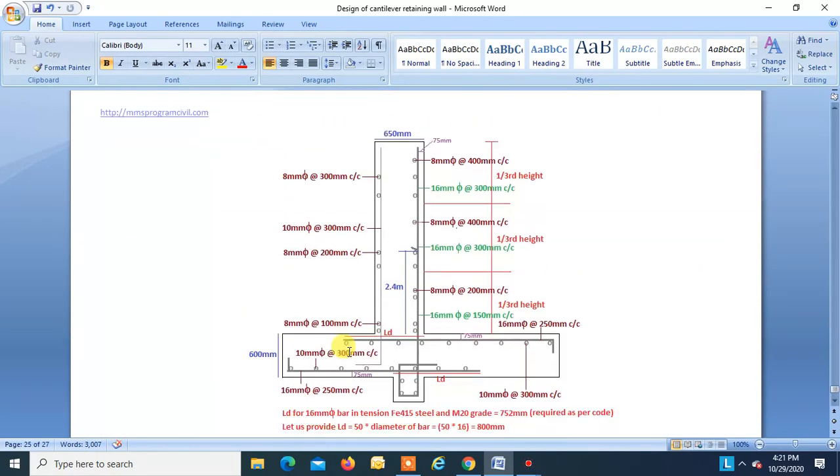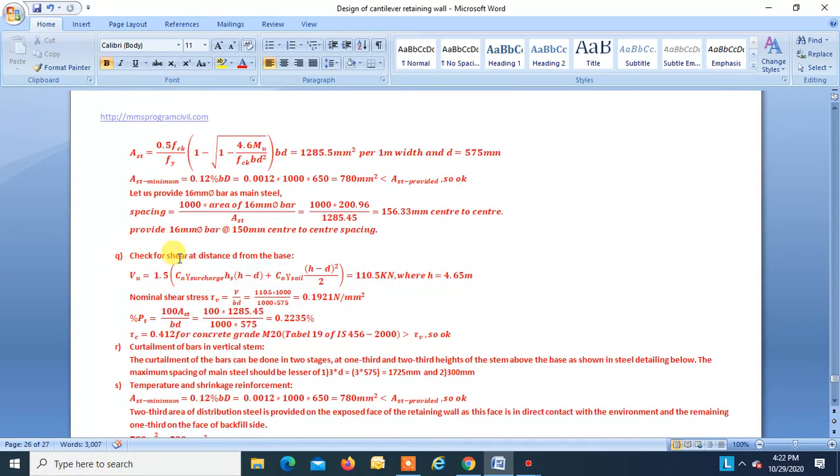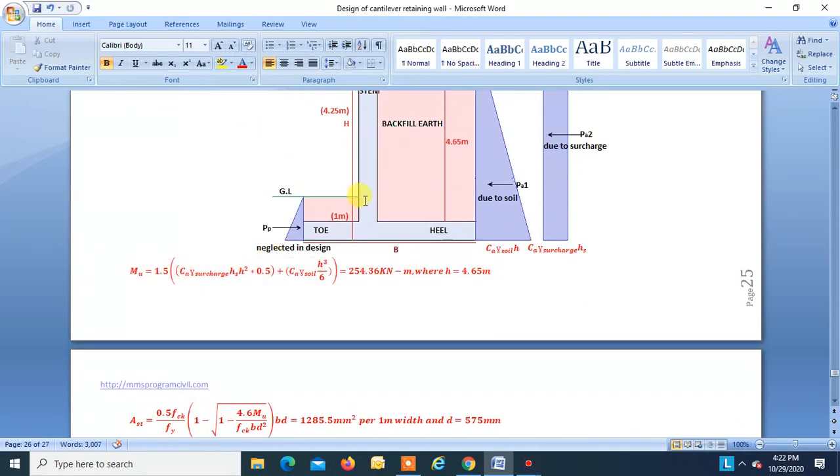So let us see the detail. We are providing 16 mm about 150 mm center to center. So this steel area, we are taking it up to the mid height of the wall, and then we'll be doing the curtailment. Right now, check for one way shear at a distance d from the base, that is d is your 575 mm. At a distance 575 mm from the base, we will take a section for the check for one way shear.